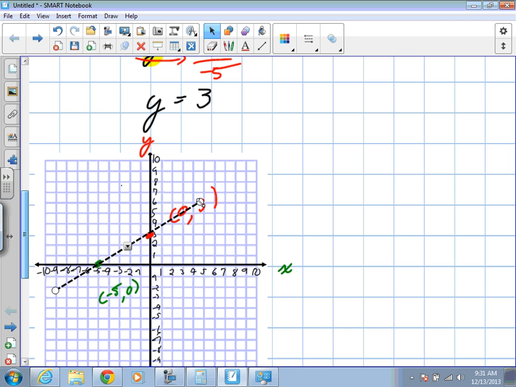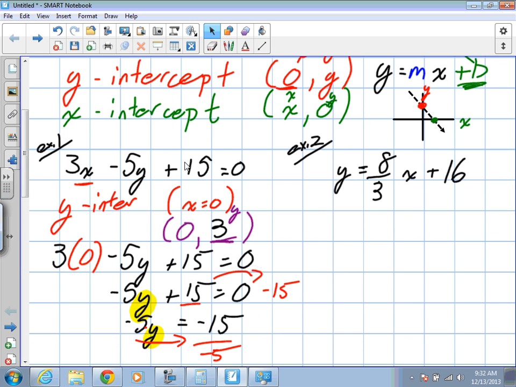But here's our line. We've now graphed our linear equation. It goes through those two intercepts. Okay? So we've represented the equation in standard form, and we found both the intercepts. That was from standard form. What if we were in our slope y-intercept form?